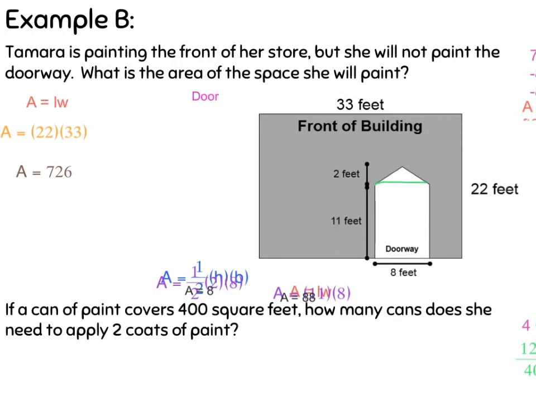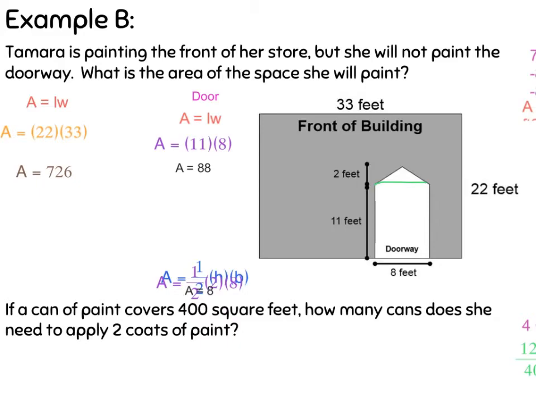So I'm going to start with the rectangle, and I can see the rectangle has a length of 11 feet and a width of 8 feet. So I'm going to take my length times width for my rectangle, take my 11 and my 8, and when I multiply them together, I get my area equals 88. But again, that doesn't cover the whole door because there's that top part that's a triangle.